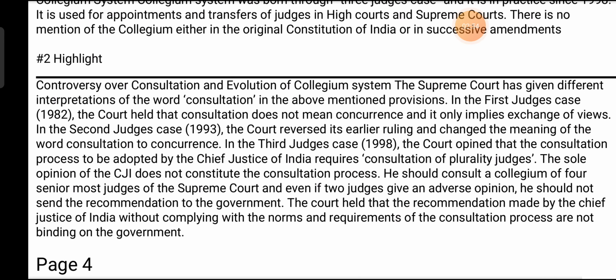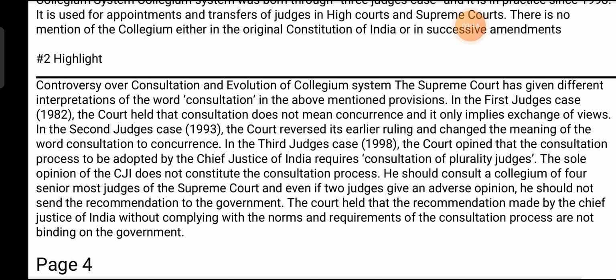Controversy over consultation and evolution of the collegium system. The Supreme Court has given different interpretations of the word consultation in the above mentioned provisions. In the first judges case in 1982, the Supreme Court held that consultation does not mean concurrence and it only implies exchange of views.